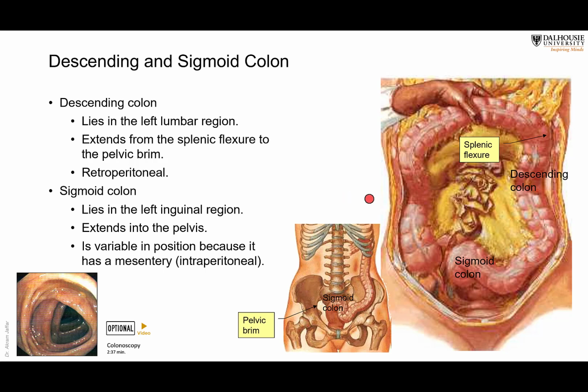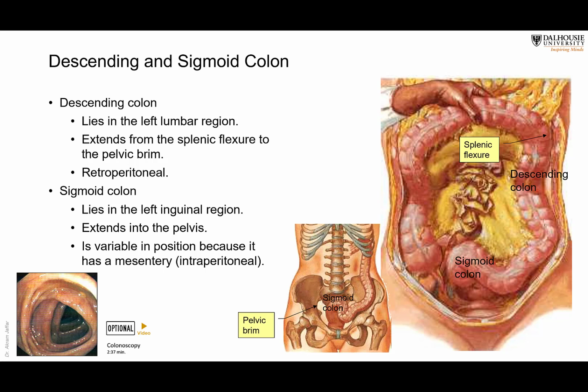And also you can move the sigmoid colon, which is the continuation of the descending, so it becomes intraperitoneal here. It has a mesentery. So ascending has no mesentery, transverse has mesentery, descending has no mesentery, sigmoid has mesentery.